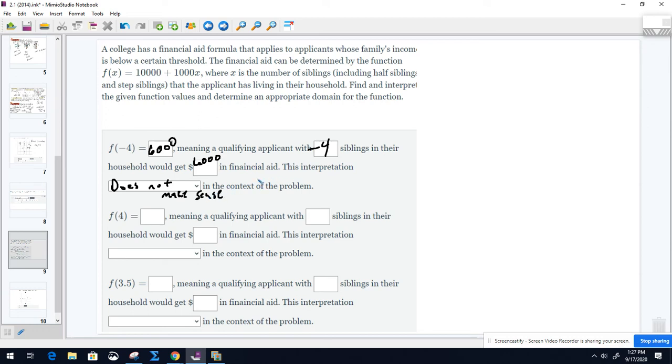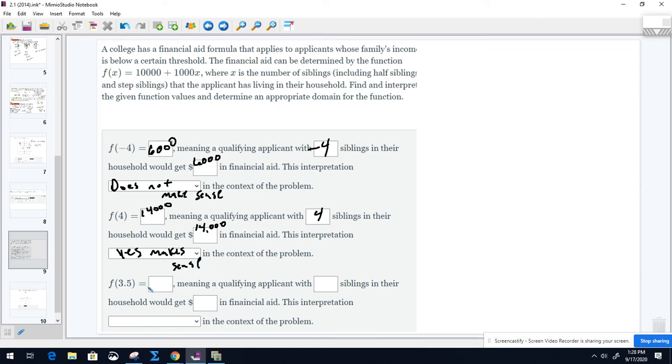Okay. So f of 4. Plug in 4. Yes, you can have 4 siblings. So I plug it in. This would be 14,000. Okay, meaning a qualifying applicant with 4 siblings would get $14,000 in financial aid. Does this make sense? You would say yes, makes sense.